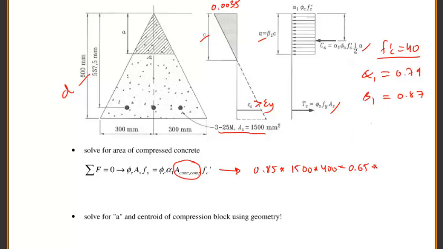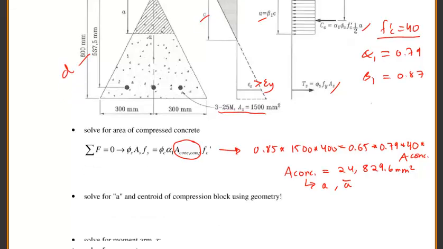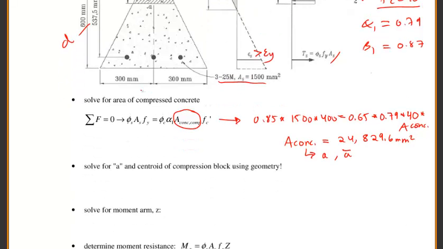So you have 0.65 times 0.79 times f'c, which is 40, times this area of concrete in compression. You will get this equal to 24,829.6 millimeters squared. Now with this, we should solve for A and for this A bar. If you look at this situation, this base is 600 millimeters and the height is 600 millimeters. So you have a triangle like this.